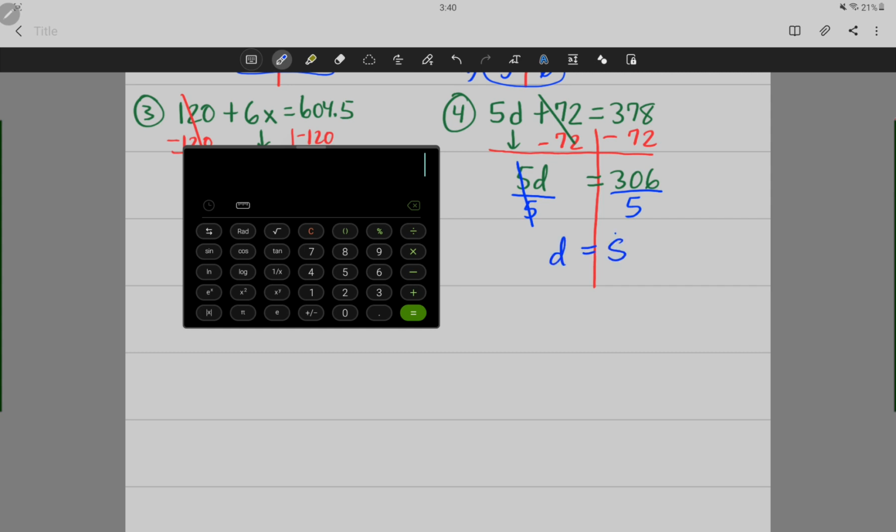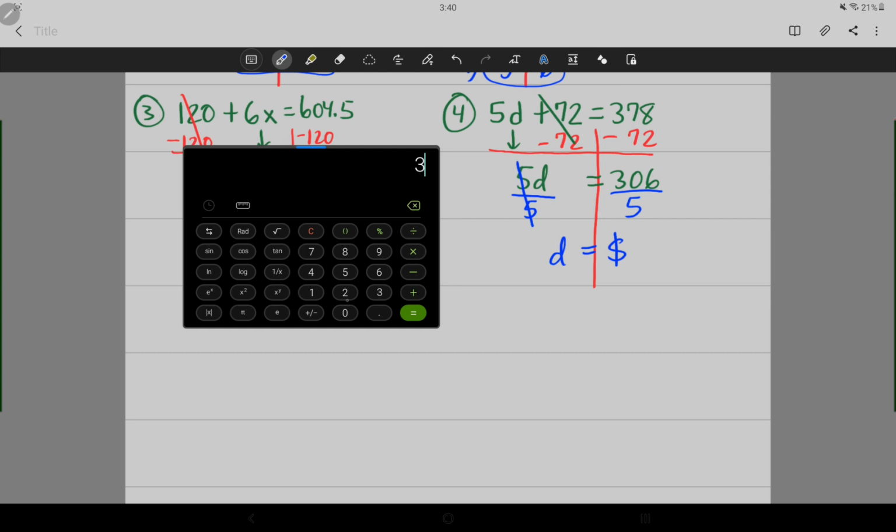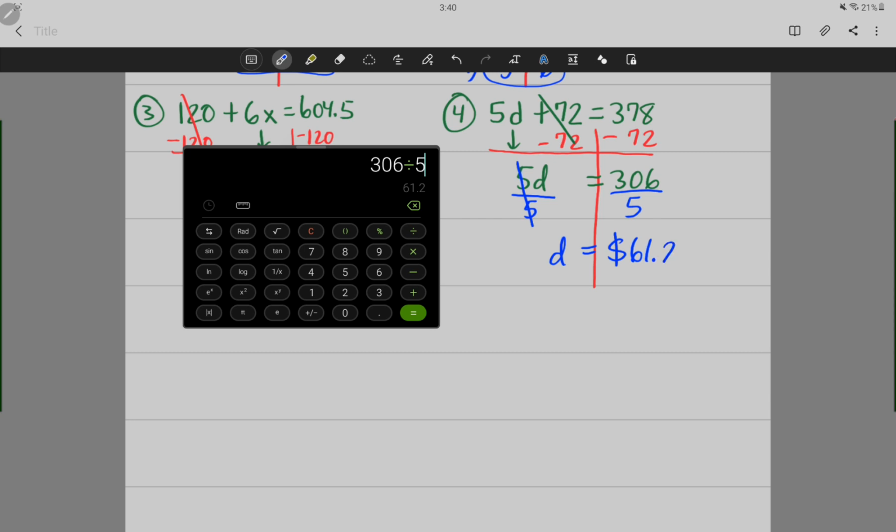And we need a dollar sign since we're talking about money. 306 divided by 5 is 61.2. But again, since it's money, let's put 0, so 20. So each of these 5 dresses were on sale for $61.20.